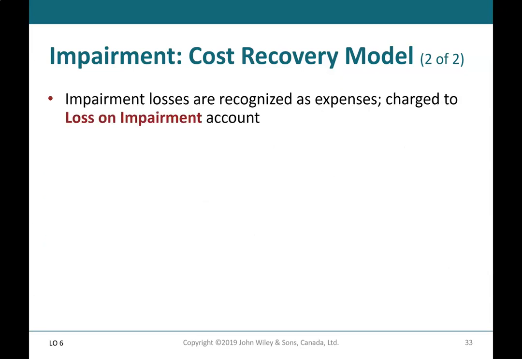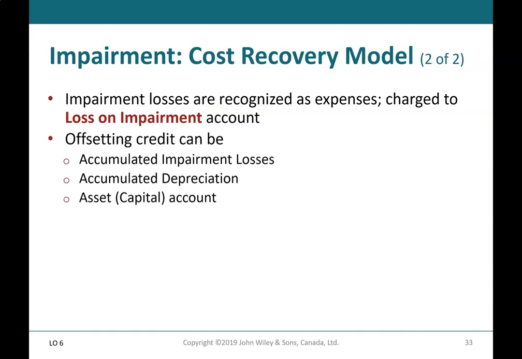Impairment cost recovery model 2 of 2. Impairment losses are recognized as expenses charged to the loss on impairment account. The offsetting credit can be to accumulated impairment losses, accumulated depreciation, or the asset capital account.